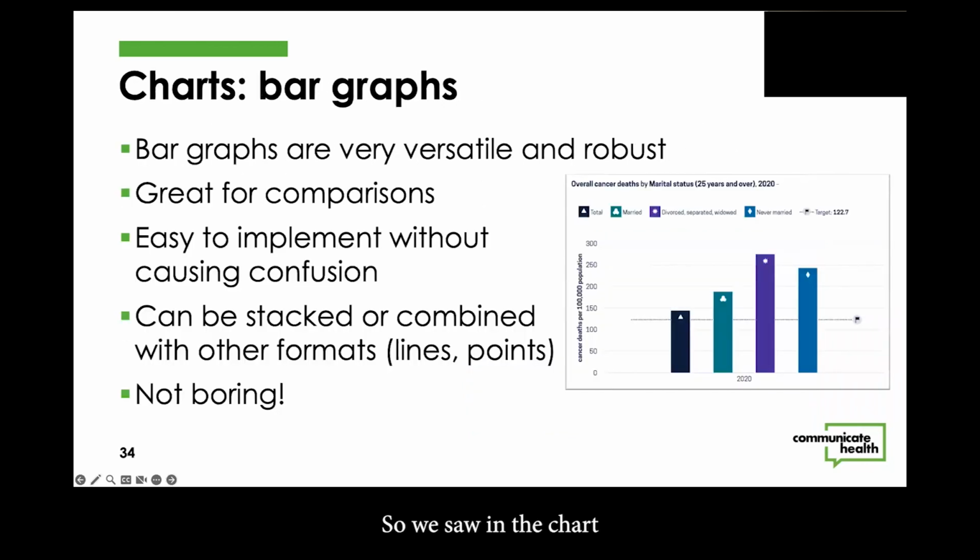So we saw in the chat that when asked for some examples of different types of data visualization, the first one that came up was bar graphs. And that's not surprising because bar graphs are everywhere. And I think that's in part because they're very versatile and robust. They're great to illustrate comparisons, and that just happens to be something we need to do a lot in health communications. And when done right, bar charts are really easy to interpret. You don't often cause confusion, unlike some other formats we'll talk about a little bit later. They're usually really easy to read and interpret.